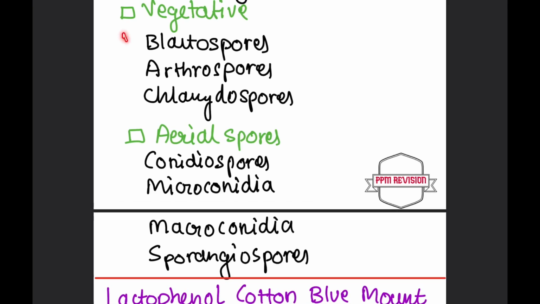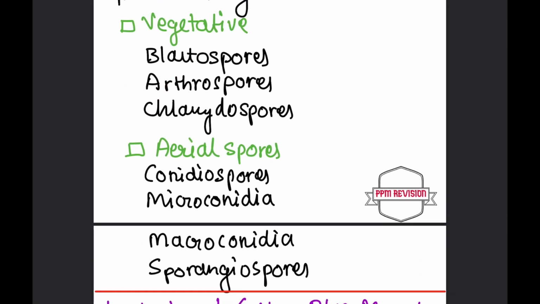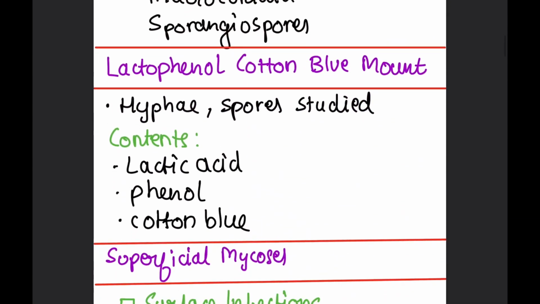Under vegetative, there is blastospores, arthrospores, chlamydospores, and under aerial spores, there is conidiospores, microconidia, macroconidia, and sporangiospores. I'll just tell again: blastospores, arthrospores, chlamydospores. Then under aerial, conidiospores, microconidia, macroconidia, and sporangiospores.